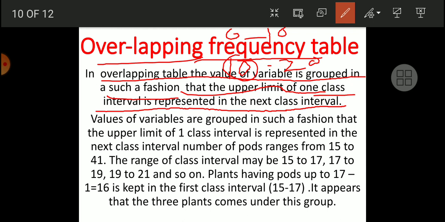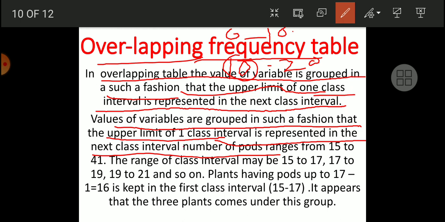So in an overlapping table, the values of the variable are grouped in such a fashion that the upper limit of one class, पहिला क्लास 0 ते 10 घेतला आपण, आणि त्यातला 10 हा जो आहे अप्पर लिमिट ते खालच्या ह्याच्यात 10 ते 20 केलं. तिसरा क्लास येईल तेव्हा 20 ते 30 येईल, पुन्हा चौथा येईल तेव्हा 30 ते 40 येईल, like that. So already I am going to give you a very simple example, that is even number examples, isn't it? Now the values of the variable are grouped in such a fashion that the upper limit of the first class interval is represented in the next class, isn't it?